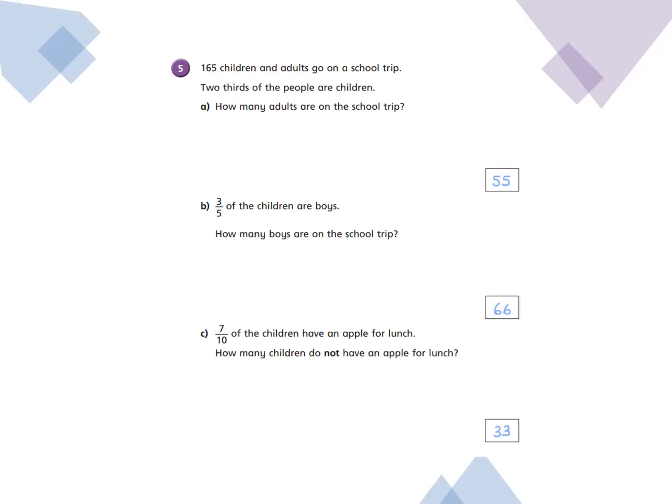So let's look at the answers. We had 165 children and adults going on a school trip. 2/3 of the people are children. How many adults are on the school trip? You can see the answer is 55, but let's work through it to make sure you fully understand.